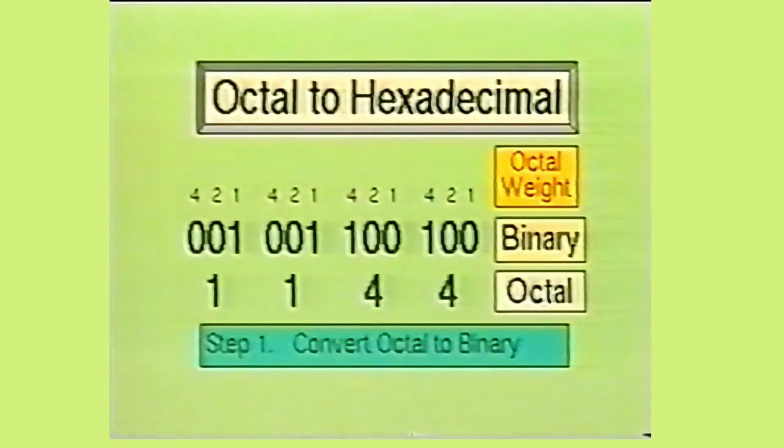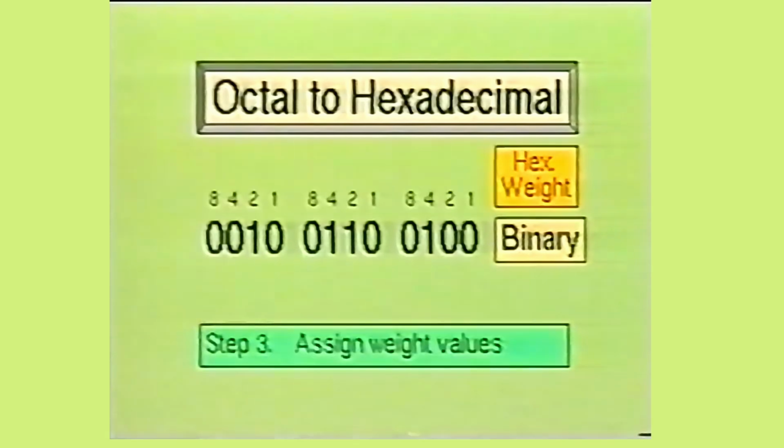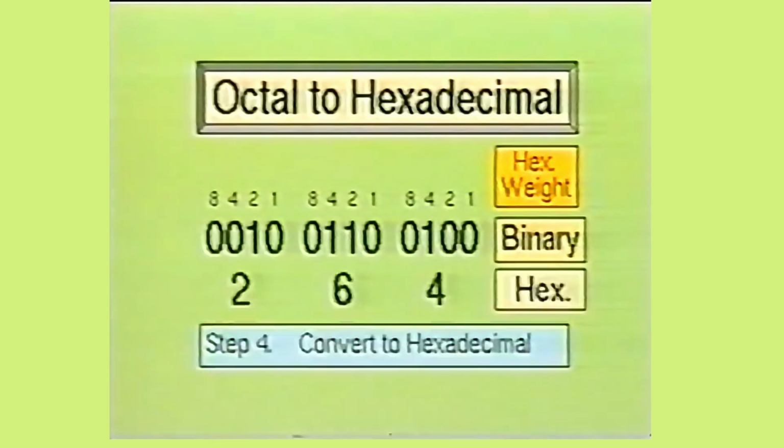To convert octal number 1144 into hexadecimal notation, it is easiest to first convert the octal number into binary notation, remembering that each octal digit is equal to 3 binary bits. At this point, we divide binary numbers 0010, 0110, 0100 into 4-bit groups or nibbles. Next, we assign weight values to the 4-bit groups. Then we convert the binary nibbles into hexadecimal characters.